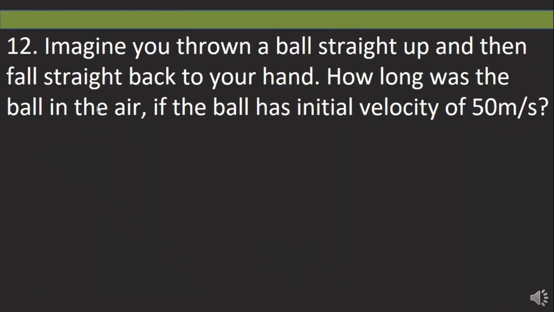Okay, so let's try to solve this problem. If you encounter this kind of problem, always start with an illustration of the problem and then followed by the given. So let's read. Imagine you throw a ball straight up and the ball comes straight back to your hand. How long was the ball in the air if the ball has an initial velocity of 50 meters per second? So this is what the scenario looks like.